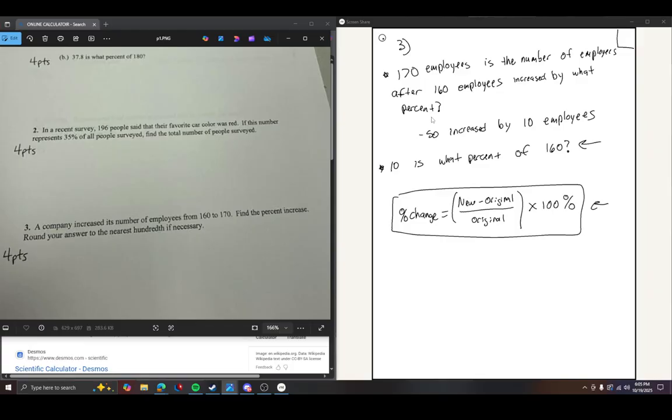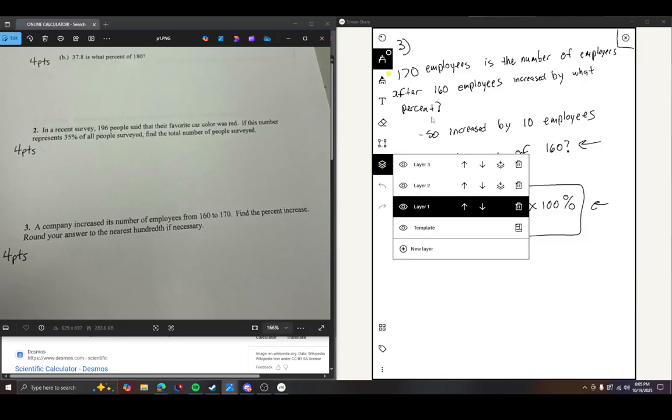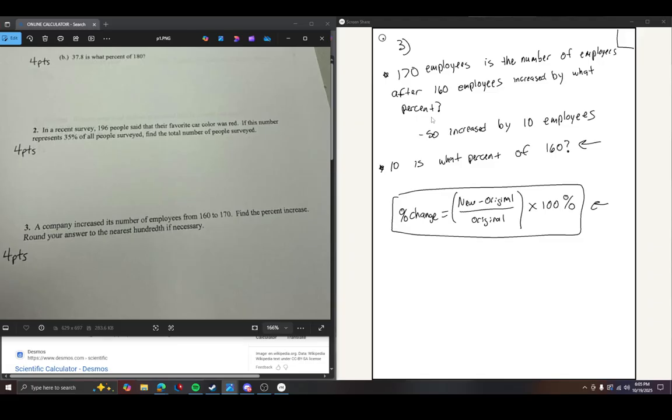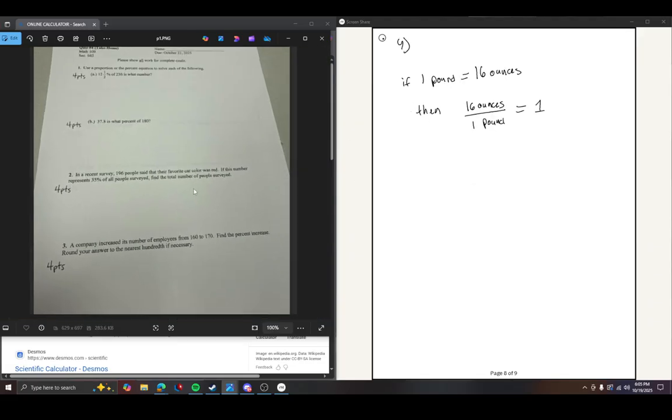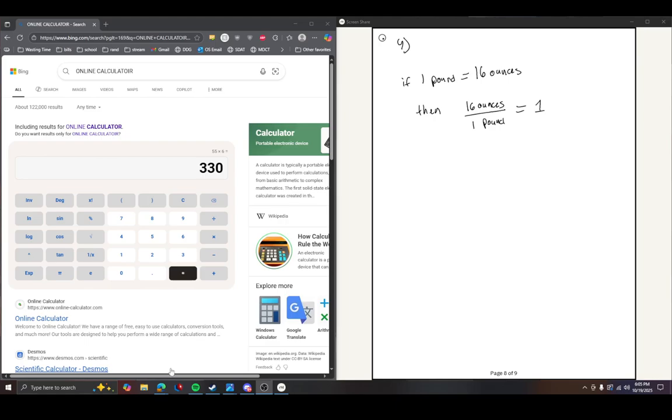So it's a little tricky, but I think that's it for number three. Hopefully that helps you get that one. It's a little bit tricky.